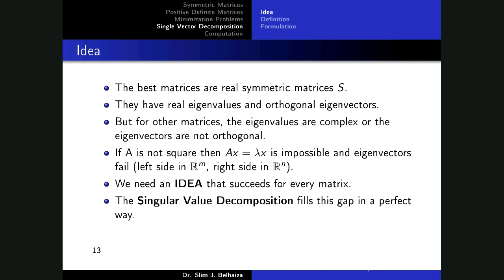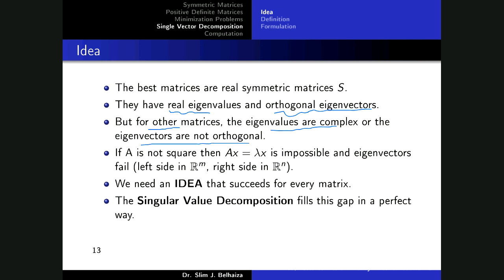When it comes to dealing with huge data, we would say that the basic matrices are real symmetric matrices, but it's not the case all the time. Why are they best? Because they have real eigenvalues, as we've seen, and they have orthogonal eigenvectors. But for other matrices, the eigenvalues could be complex, and the eigenvectors may not always be orthogonal.